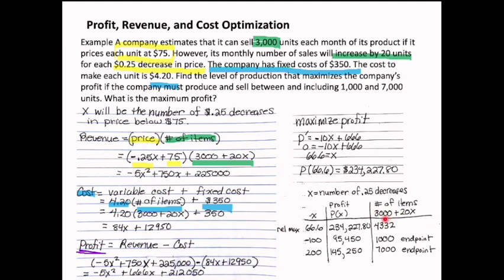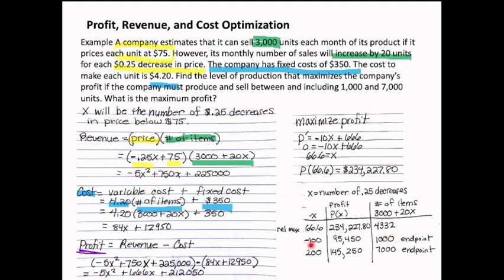We know that the number of items is 3,000 plus 20x. We found that over here earlier at the beginning when we were looking for our revenue function. And so if I know that there are 1,000 items, and this is equal to the number of items, I'm going to set up an equation so that I get 1,000 is equal to 3,000 plus 20x and solve for x.